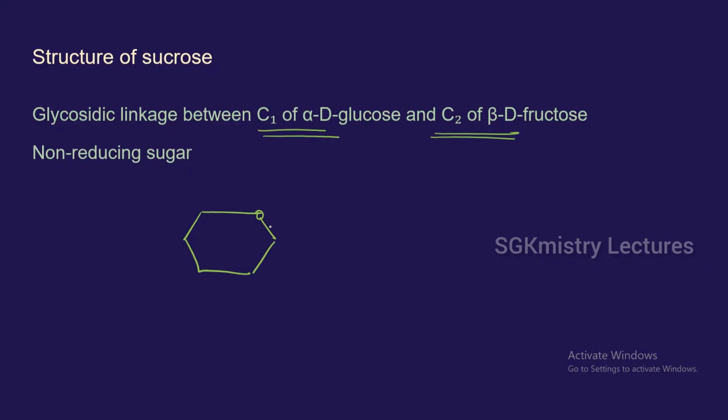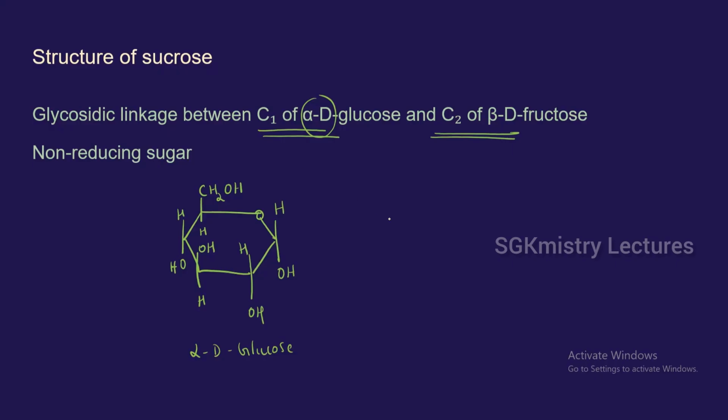So, we know that in alpha D-glucose, the OH will be below, right? So we have H, OH. And in the other cases, we have here OH, H. Here there is H, OH. Here again OH, H. And here we have H, CH2OH. This is nothing but alpha D-glucose, or alpha D-glucopyranose. Now, let me just write it as alpha D-glucose.